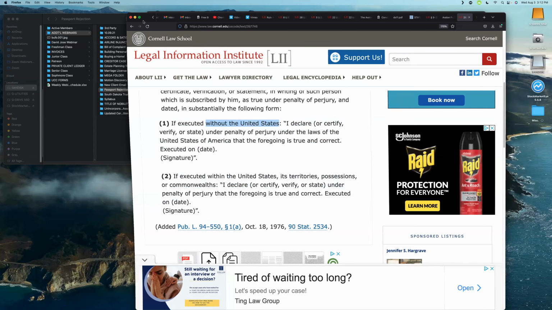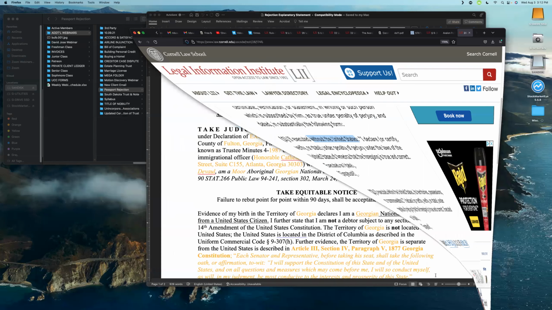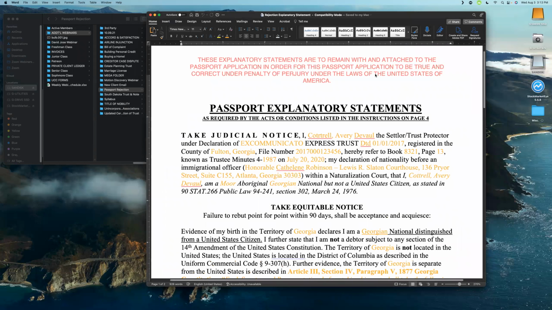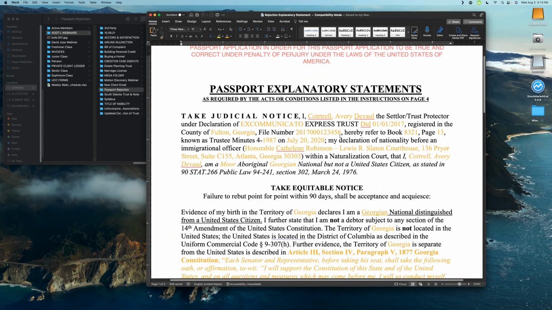Okay, let's go back to it. Make this a little bit larger. All right, so that's why I say under the laws of the United States of America. Do not leave it vague and short. Here we go. Passport explanatory statements as required by the acts or conditions listed in the instructions on page 4. Like I said before, everything in orange, you change according to your personal information. Everything in black stays the same, but you can use whatever you want to do, whatever your spirit tells you to do.